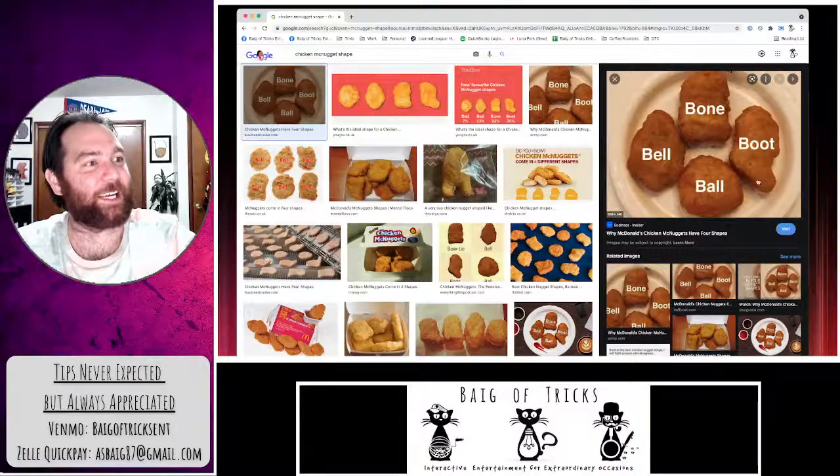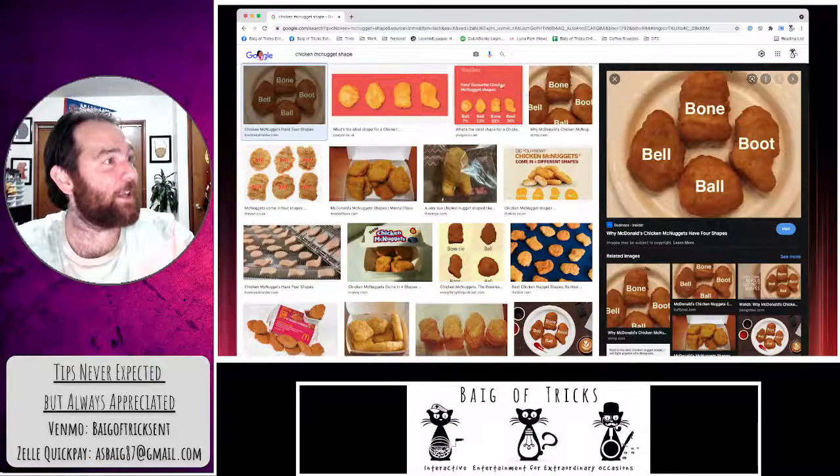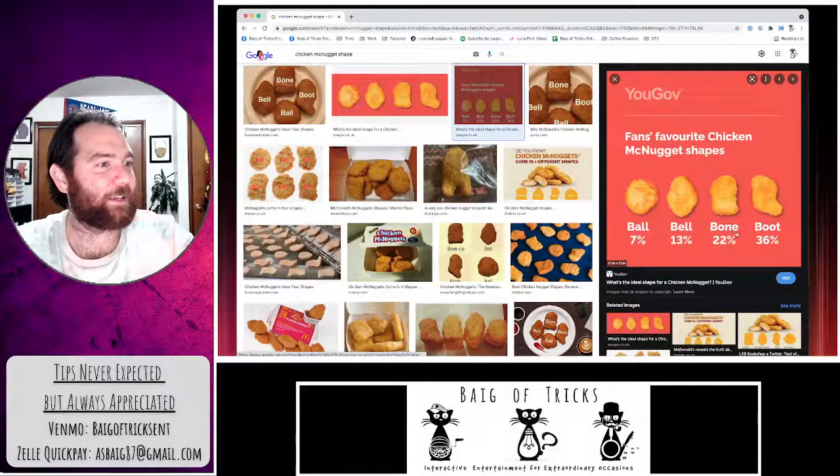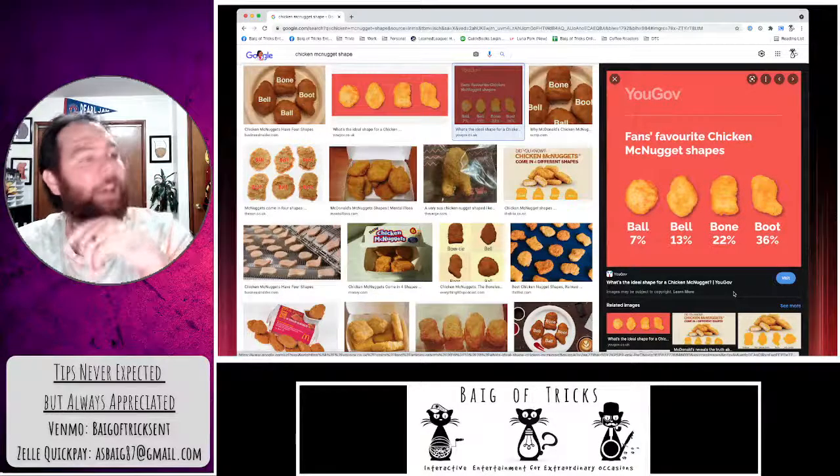Boot looks like a boot. Ball looks like a ball. Bell, I guess, looks like a bell. And a bone looks like a bone. Bone looks like a block. Oh, wait, look, bone and bell look the same. Apparently, that doesn't equal 100%. Boot's the best. Not that I eat these, but because you can dip the tip and then dip the other end.